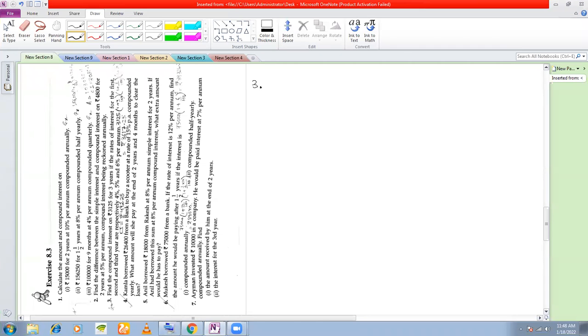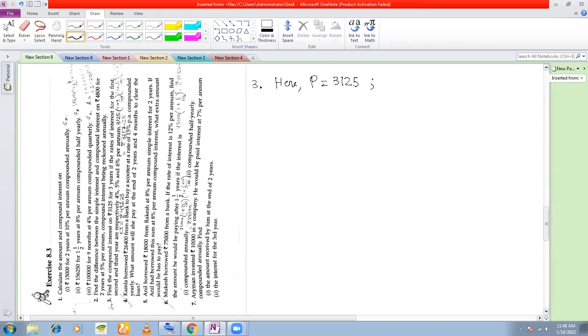And in this case also, in question number 3, you have the investment for 3 years, in which the rate for the first year is 4%, for the second year it is 5%, and for the third year it is 6%. So here, principal, let's write down the principal first. The principal here is 3,125.